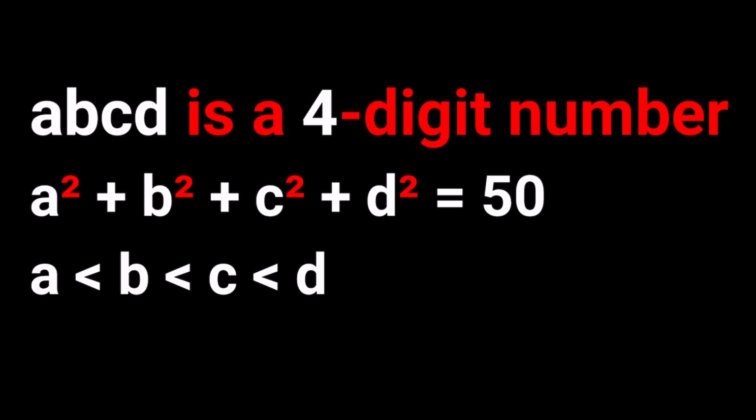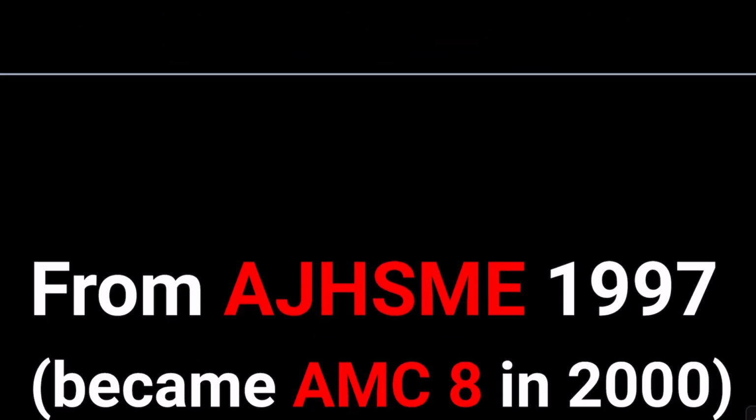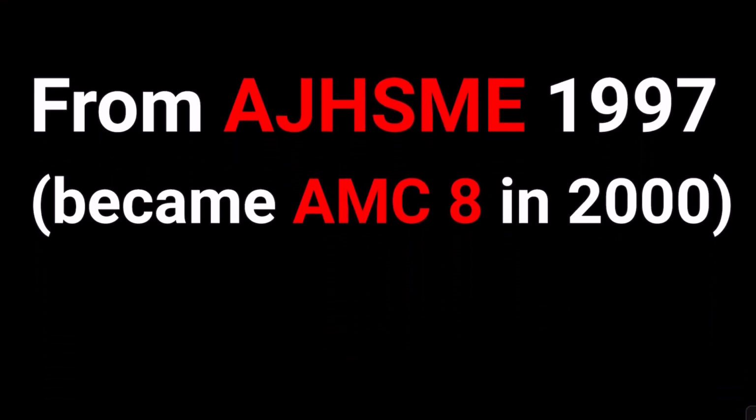Now, where does this problem come from? Or at least the idea, right? Well, this problem is from AJHSME, kind of hard to say, AJHSME, 1997, formerly known as, the other way around. It used to be called that. In 2000, they started calling it AMC 8 because they came up with AMC 10, AMC 12, and so on and so forth.